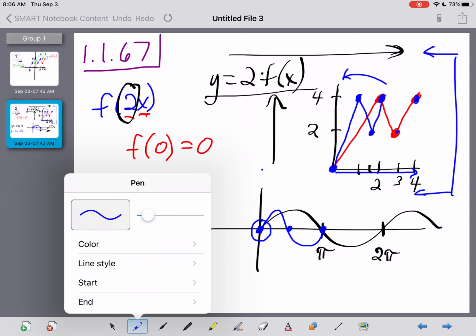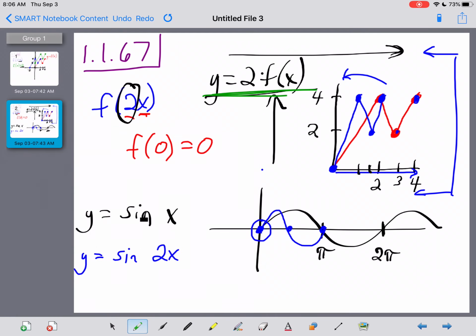So that graph, I guess I should have done this in a better color right here, that graph right there of 2 times f of x is going to follow the same horizontal spacing as the red one, but it's going to be twice as tall. So that one in green is probably going to look roughly something like that.